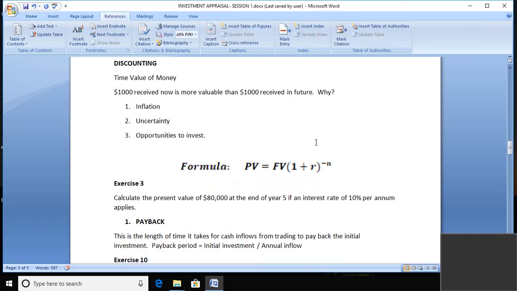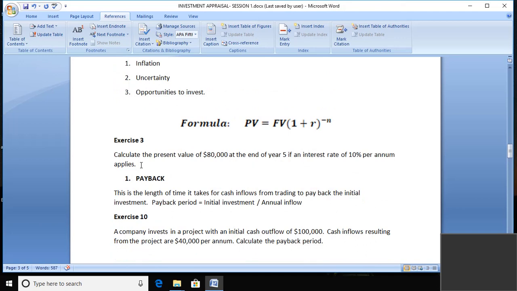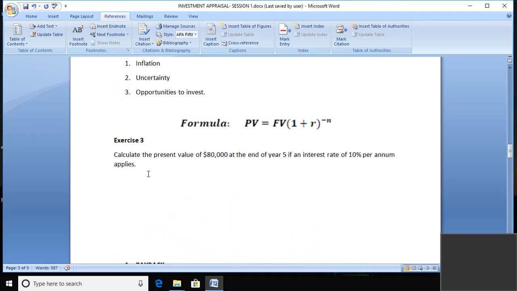Now let's look at exercise number 3. It involves calculating the present value. It says calculate the present value of 80,000 at the end of year 5 if the interest rate is 10% per annum. So what is happening here is that we are given the future value and we are told to calculate the present value. So how do we calculate the present value? Look at the formula. Present value equals the future value multiplied by 1 plus r to the power negative n.